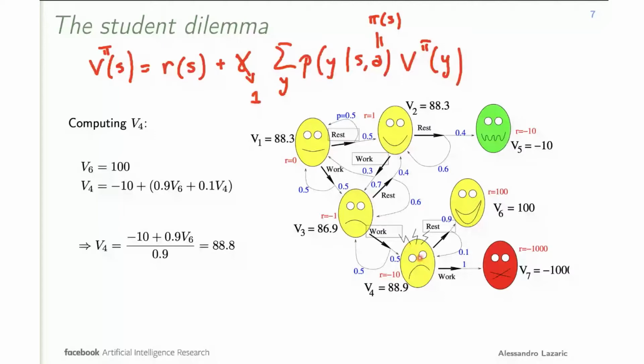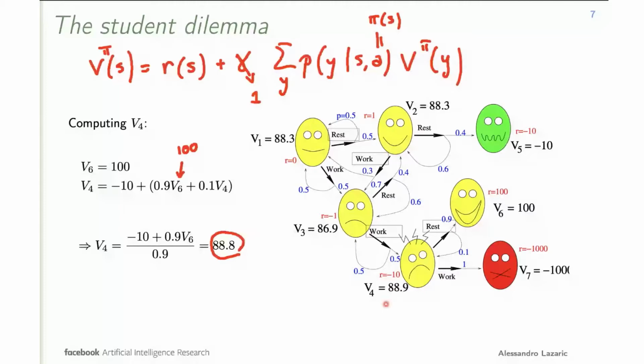So now if I look at these two equations together, I have two unknowns, which are v6 and v4. I have two constraints. v6 is a trivial constraint. It takes the value of 100. I plug it here, and I solve for v4. By solving for v4, what I obtain is roughly 88.8. Okay, so here I round it differently. Sorry about that. And okay, so now I know the value of v4.